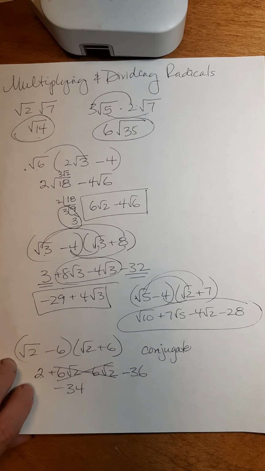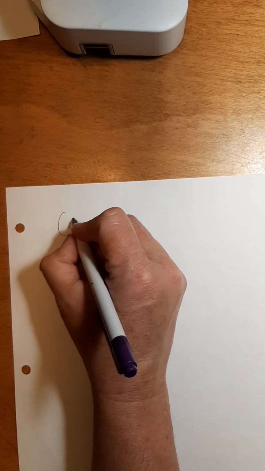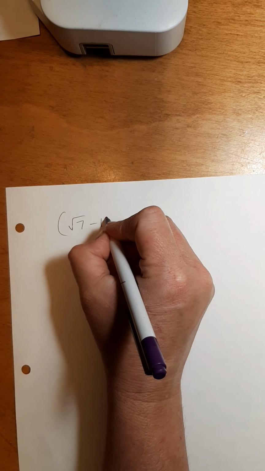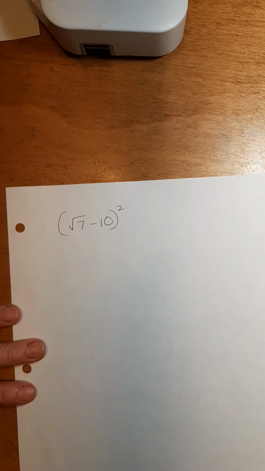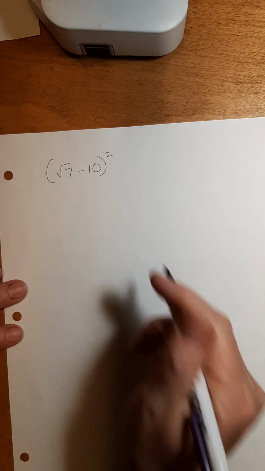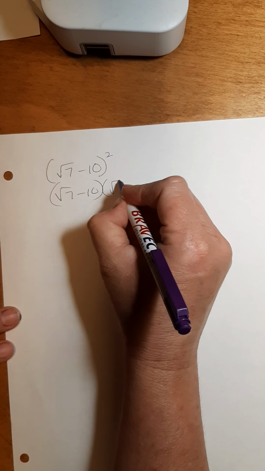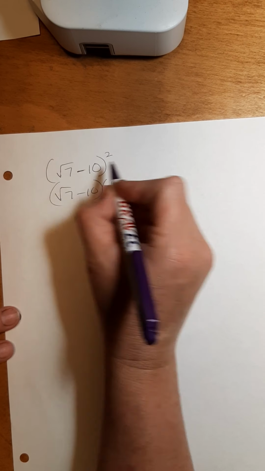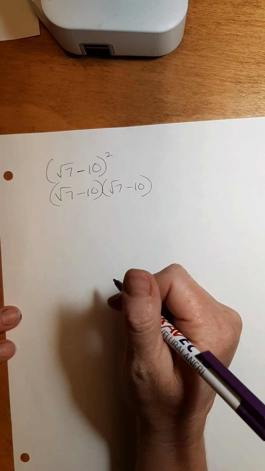Now another one that's special is, let's say if I did square root of 7 minus 10 squared. Remember this, you can actually write it twice. You can't just square each individual term with a minus sign. You got to write it twice. And then same old, same old.